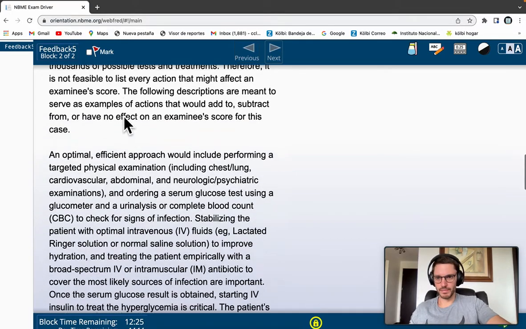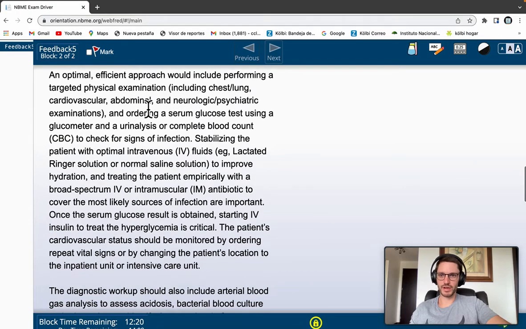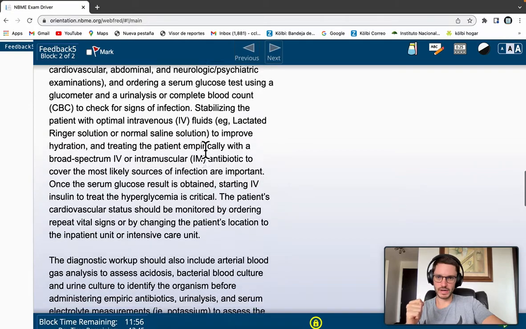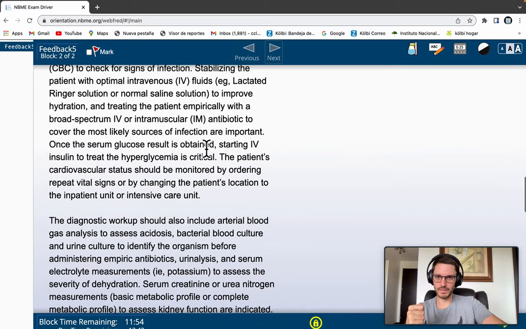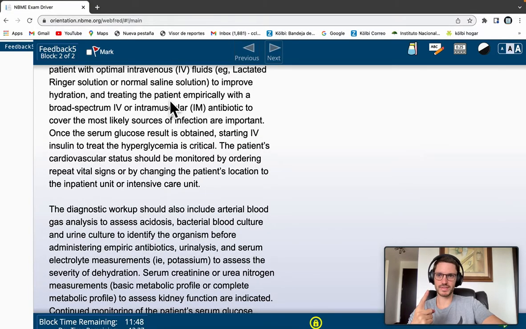So, what would the optimal approach have been? Performing a targeted physical exam, including chest and lung. We did it. Cardiovascular, abdominal, neuro, and psych. That's exactly what we did. Order a serum glucose test using a glucometer. That's what we did with the bedside glucose. Urinalysis or complete blood count. We did that. Check for signs of infection. Yeah. Stabilize the patient with optimal IV fluids. We did that with saline.